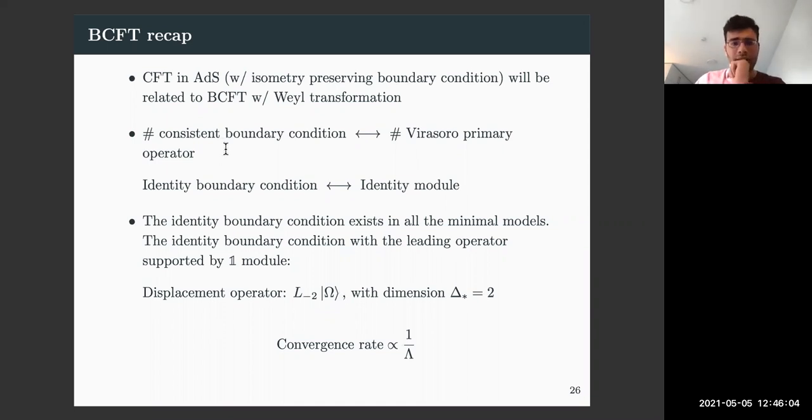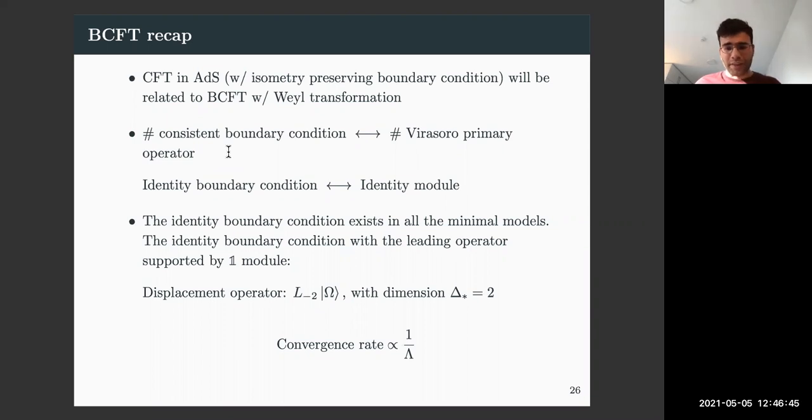So I just list some facts about boundary conformal field theory. There are consistent boundary conditions that we take, and the number of these boundary conditions is equal to the number of Virasoro primary operators. In particular, there always exists the identity boundary condition that breaks all the symmetries and exists in all the minimal models, corresponding to the identity module. We are interested in this boundary condition. So the data I will show you is just from this identity boundary condition, although we will comment, if I have time, at the end about the other boundary conditions.